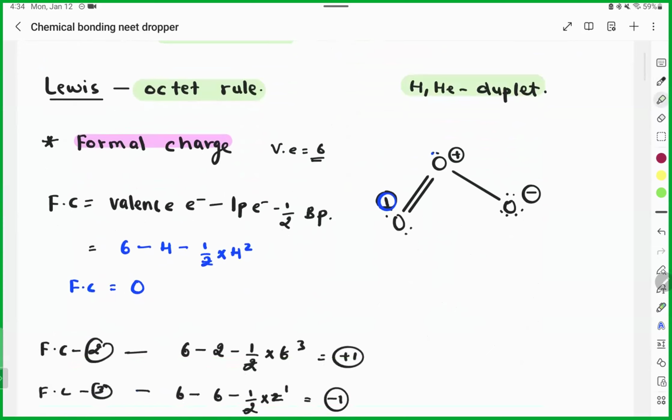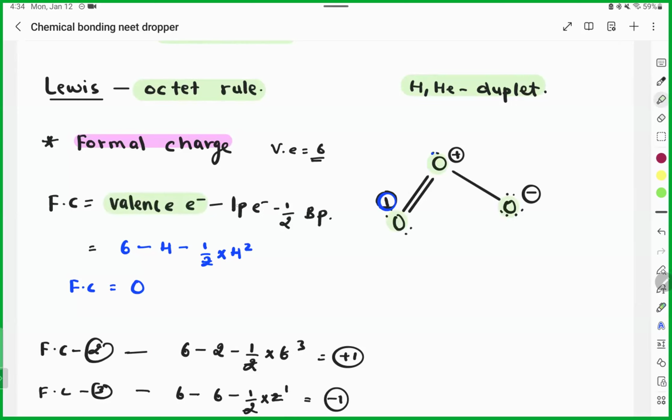Next is the formal charge. How to calculate the charge on an atom? That is the formal charge. What is the method to calculate formal charge? First, check what your valence electrons are. Example, if you take this ozone, every oxygen will have 6 electrons in the outermost shell.